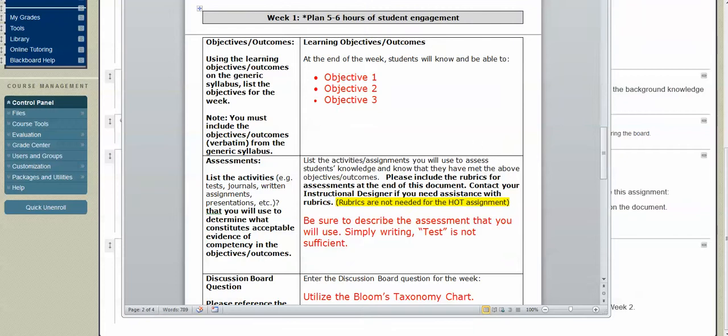As an example, you will list the objectives in the Learning Objectives and Outcomes box. And again, these objectives and outcomes come from the generic syllabus. And please include these objectives from the generic syllabus verbatim, as they will be the published objectives and outcomes for the course that you've chosen to use.